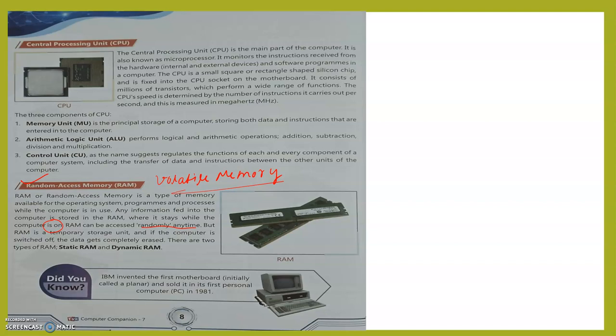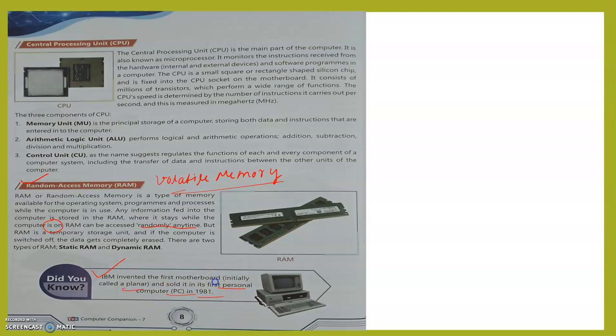Clear? So there are basically two types of RAM, static RAM and dynamic RAM. And do you know IBM invented the first motherboard, which was called the planar initially, and sold it in its first personal computer, the PC, in 1981.